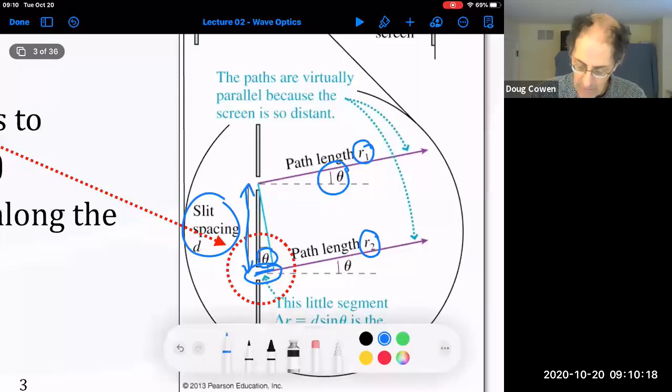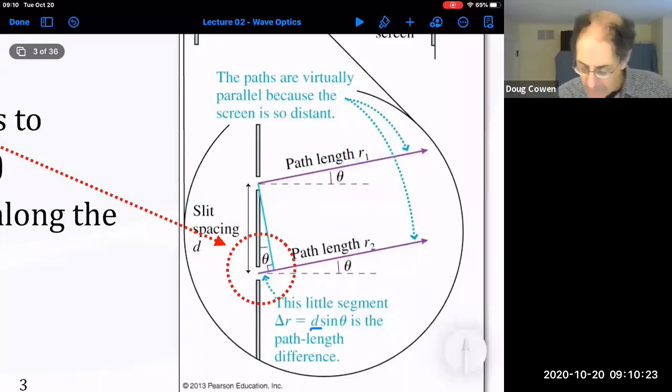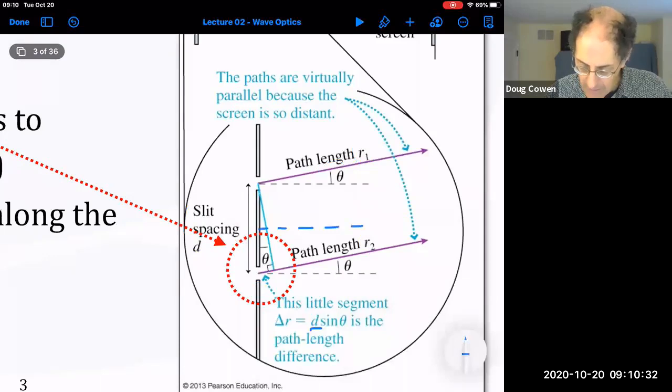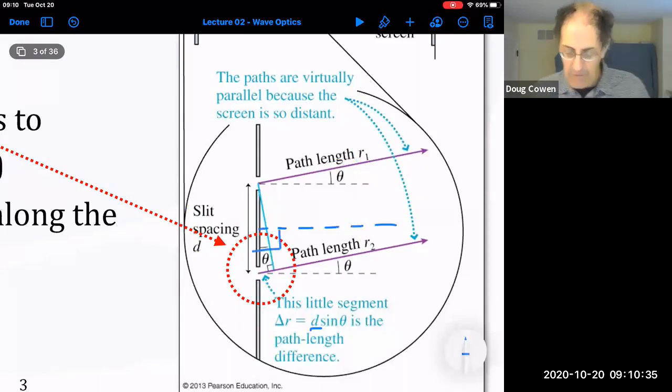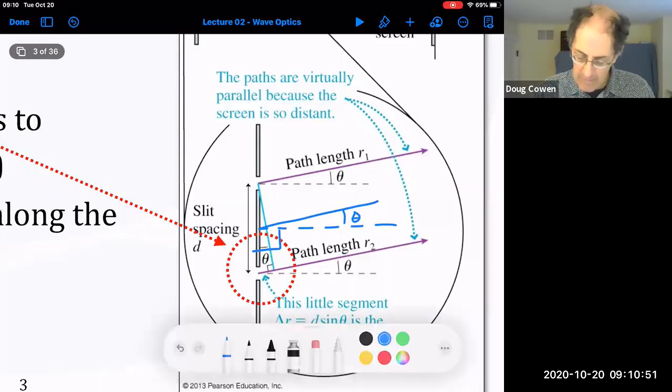And just so it's clear, what's meant by this angle theta is if you imagine a horizontal line that is perpendicular to the plane that holds the two slits, that defines theta equals 0, and any angle away from that is an angle theta. Okay, so that's the definition of that angle theta.